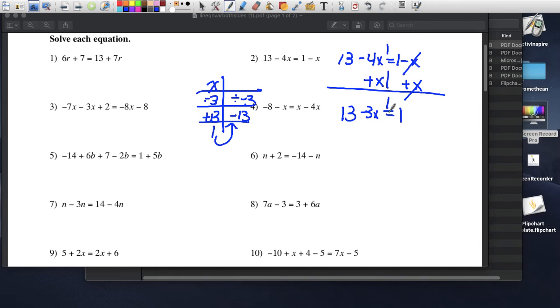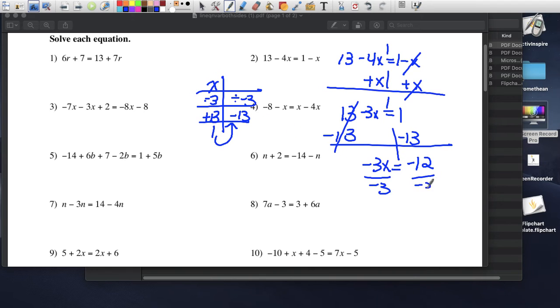So we follow that. First thing we're going to do is minus 13 on this side, minus 13 on that side. 1 minus 13 is negative 12. The 13 and the negative 13 cross each other out. We got negative 3x left over. We're supposed to divide by negative 3. Divide by negative 3. Cross each other out. And then x equals 4.